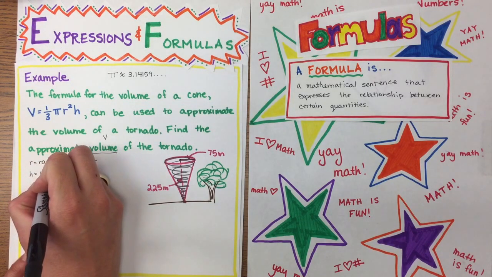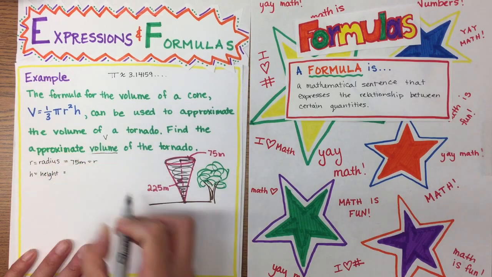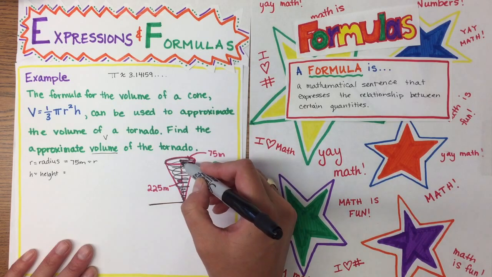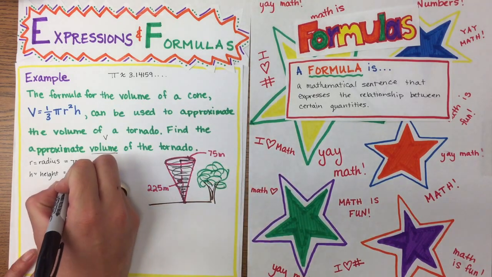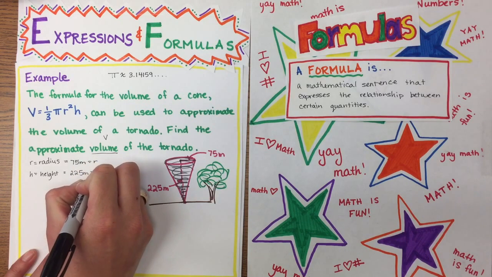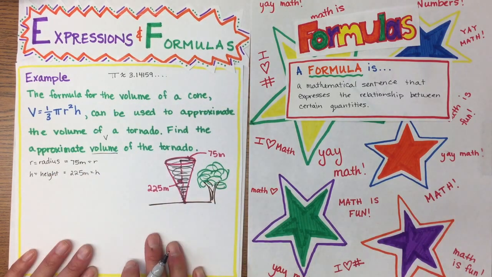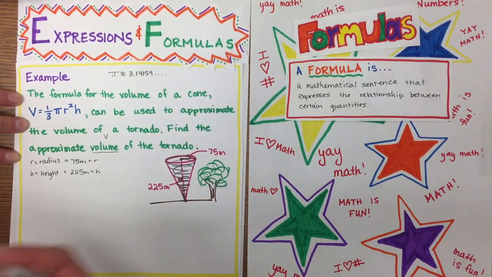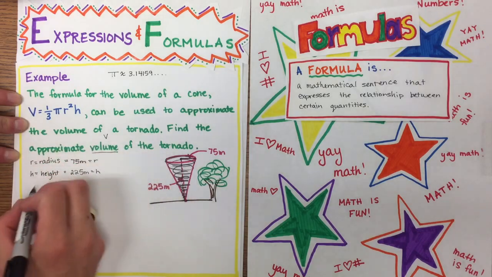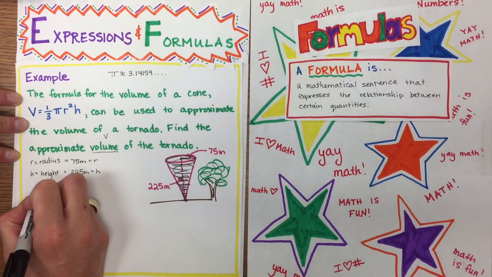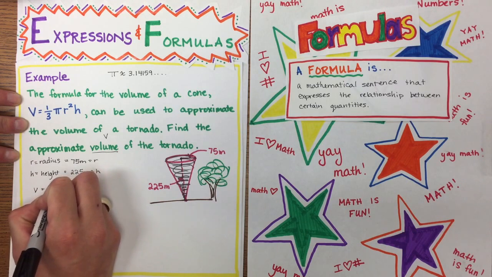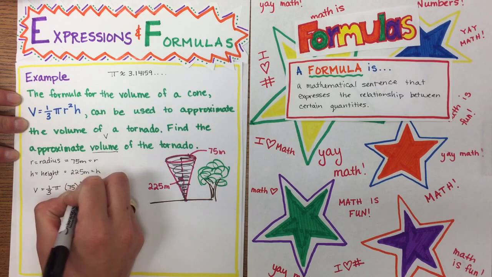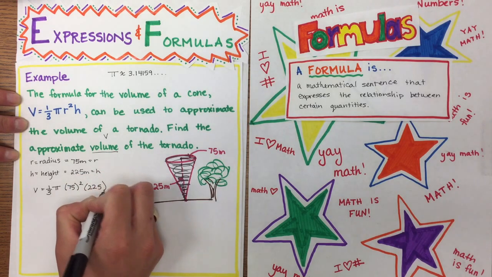H is my height, and the height of my tornado is this height here, which I'm told is 225 meters. So now I have values for my variables. Just like in our last video, I can now substitute and simplify, or in this case, substitute and solve. So I don't know V, and that's actually what I want to find, is equal to 1/3 times pi times 75 squared times 225.